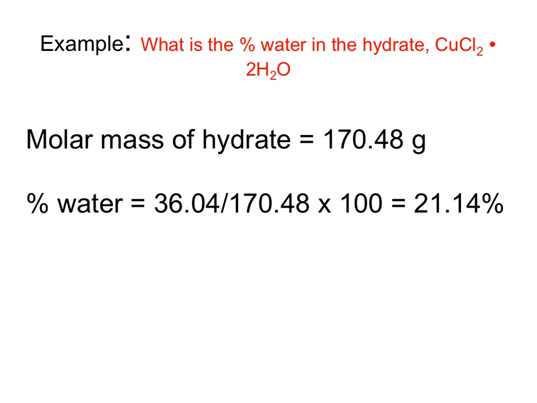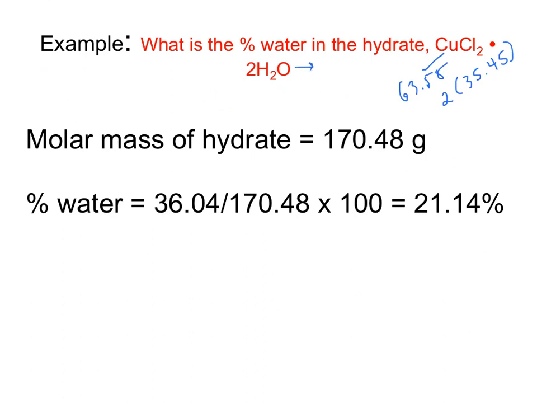So how did that number come about? Well, let's figure out the molar mass. 1 copper is 63.55 grams. We've got 2 chlorine at 35.45 grams. And we also have attached to that 2 waters.